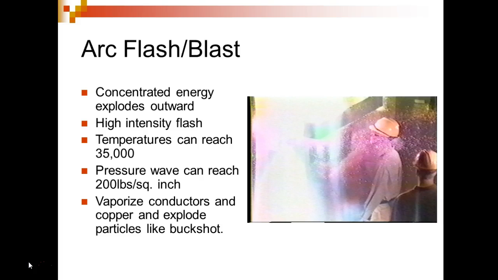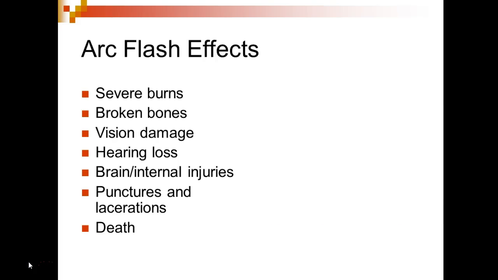And this is where we used to have most of our accidents, right here. Most fatalities were the cause of this. And this was one of the things that 70E really wanted to bring up. Arc flashes: severe burns, broken bones, vision damage, hearing loss, brain or internal injuries, punctures and lacerations, and of course the ultimate is what? Death. And we're not trying to scare you, man.